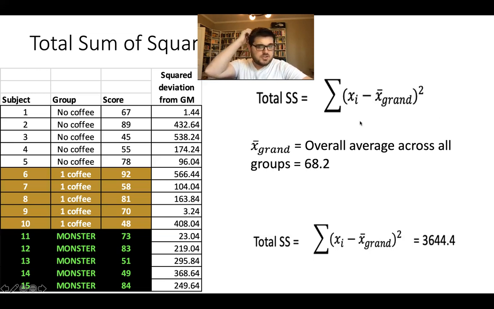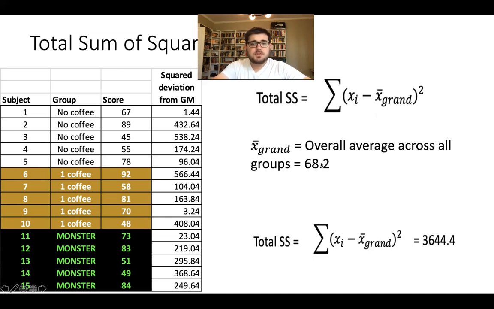It is like regression, although it's not stated the exact same way in the equation. It's the sum of all the squared differences between each observation and the grand mean. The grand mean, here's X bar sub grand, that's just the overall average across all the groups. You ignore what group all these different scores are from. You just average all of them, all 3 groups. Don't worry about what group they came from. Average them all together. That's the grand mean. That comes out to 68.2.